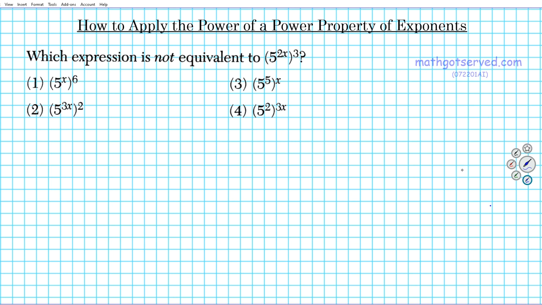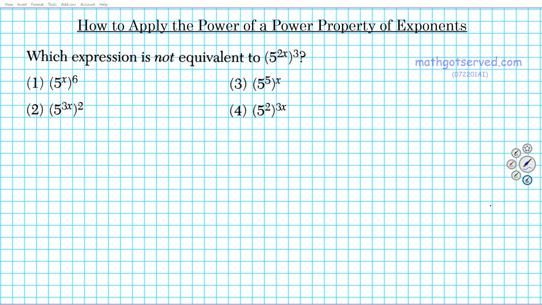In this clip, we're going to be taking a look at how to apply the power of a power property of exponents. So the question reads, which expression is not equivalent to the quantity 5 to the 2x raised to the third power? All right. So what we're going to do first is take a look at what the power of a power property is, and then apply it to these four cases and see which one is not equivalent to the original expression.